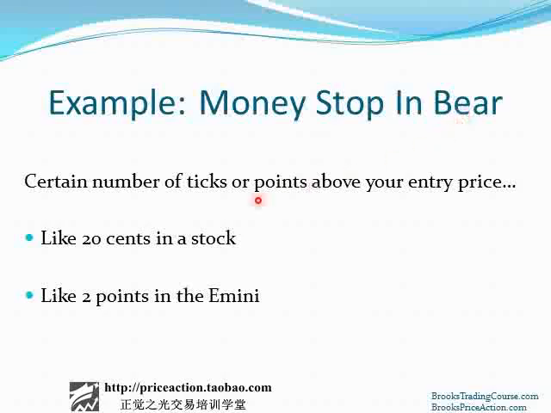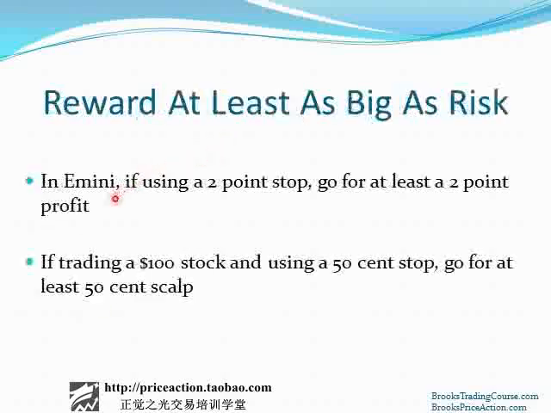So for a money stop in a bear trend, you want to risk a certain number of ticks or points above your entry price. So for a small price stock like Cisco or Bank of America, maybe you want to risk 10 or 20 cents from your entry price. And the E-mini, trading around, let's say 1400 or so, and the average daily range of about 10 points or so, you might want to risk 2 points. If you do choose to use a 2-point stop in the E-mini, you need to go for a profit target that's at least 2 points. Even in a scalp, you always want your profit goal to be at least as big as your risk. If you're trading a $100 stock and you're using a 50-cent stop, you have to go for a profit target of at least 50 cents, at least as big as your risk.